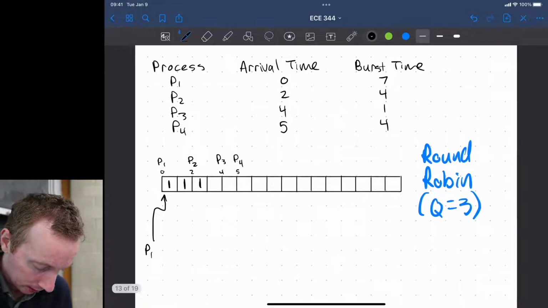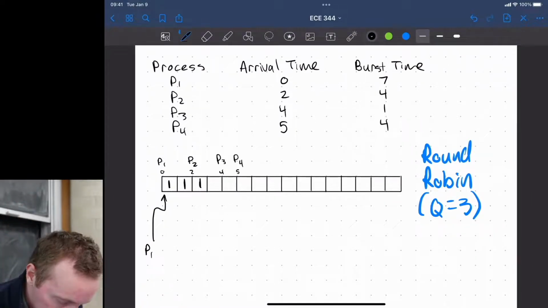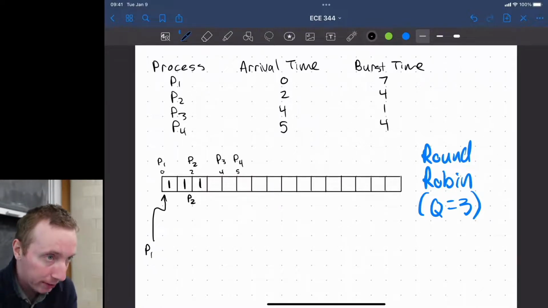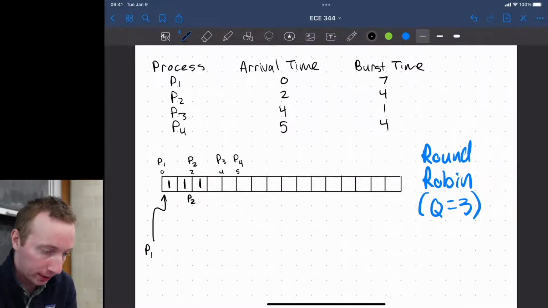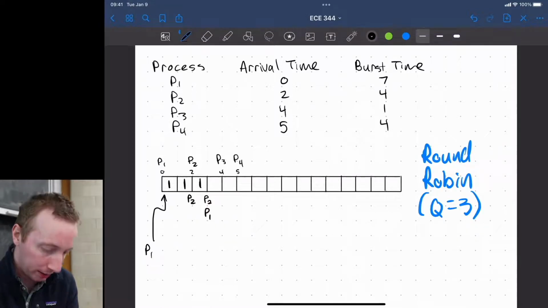So at t equals 2, my queue would have been empty, and P2 came in, so it just goes to the front of the queue. Then at t equals 3, whenever P1's time slice is done, it would get re-added to the back of the queue. So now my queue would look like P2, then P1.